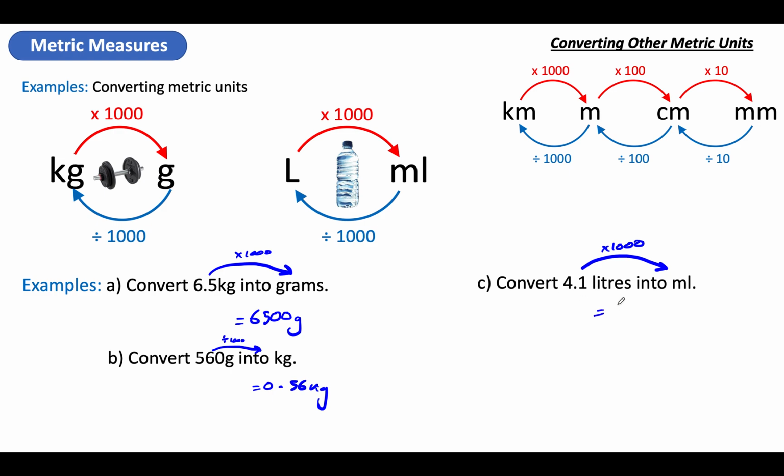Let's see then, so that would be 1 place bigger, 2 places, 3 places bigger. So 4.1 litres is 4,100 millilitres. Or, let's do it with millilitres to litres. Well, we know we need to divide in this case because I need 1,000 millilitres to make a litre. So 3 places smaller would be 2.8 litres.